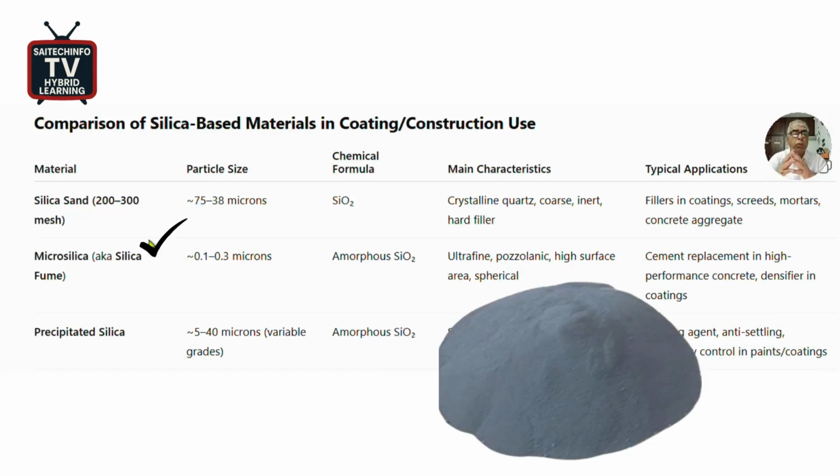Now let me move to the microsilica. So what do you mean by this microsilica? This is also called the silica fume, and its particle size will be in the order of 0.1 micron to 0.3 micron. And this is called an amorphous silica. The main characteristics of this microsilica are it is ultra fine, then it has got a very high surface area, because the finer the particle size, the greater will be the surface area.